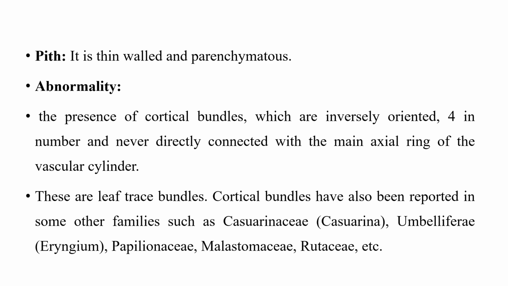So what are the abnormalities of Nyctanthus stem? The presence of cortical bundles which are inversely oriented, four in number and never directly connected with the main axial ring of the vascular cylinder. So it is placed abnormally. These are leaf trace bundles. Cortical bundles have been reported in some families such as Casuarinaceae, Umbelliferae, Papilionaceae, Melastomaceae and Rutaceae. So the presence of vascular bundles in the cortex has also been reported in these families.